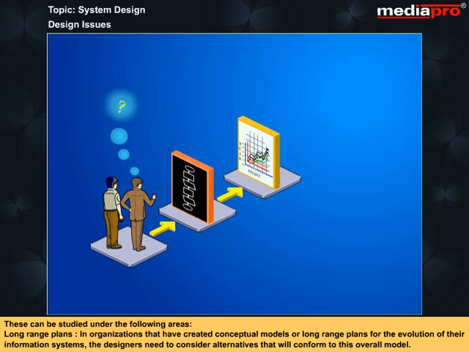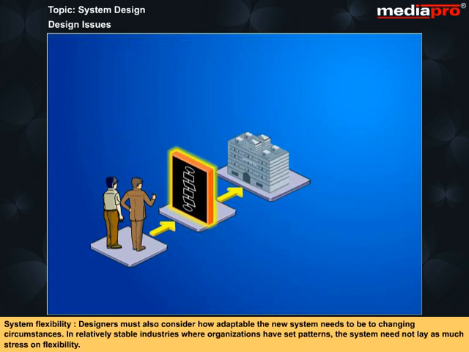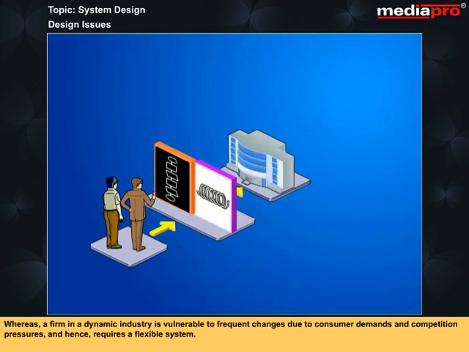Long-range plans. In organizations that have created conceptual models or long-range plans for the evolution of their information systems, the designers need to consider alternatives that will conform to this overall model. System flexibility. Designers must also consider how adaptable the new system needs to be to changing circumstances. In relatively stable industries where organizations have set patterns, the system need not lay as much stress on flexibility. Whereas a firm in a dynamic industry is vulnerable to frequent changes due to consumer demands and competition pressures, and hence requires a flexible system.